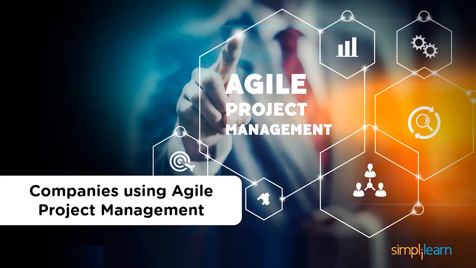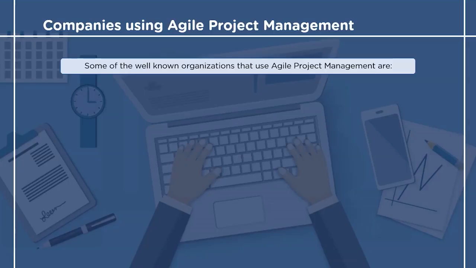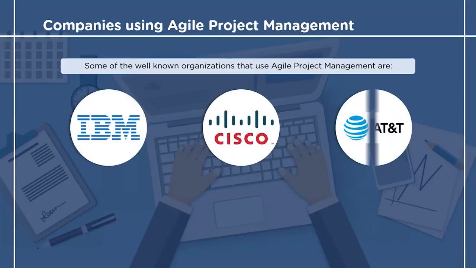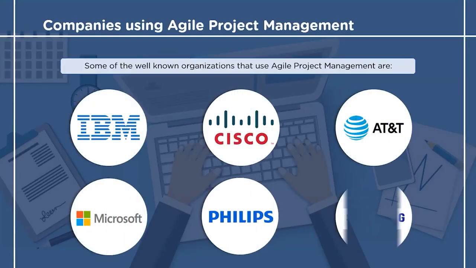Finally, let's have a look at some companies that have opted for Agile project management. Today, around 22% of the organizations worldwide have all their teams working on the principle of Agile project methodology. Let's have a look at some of the most prominent companies in the world that use Agile project management. In the list, we have IBM, Cisco, AT&T, Microsoft, Philips, and Samsung.